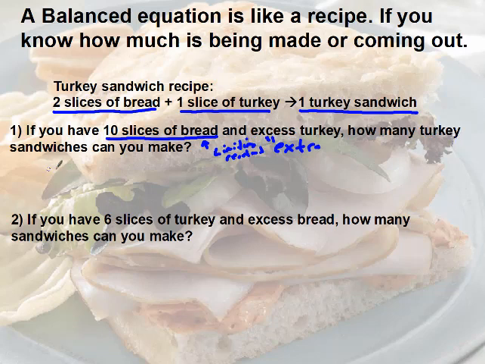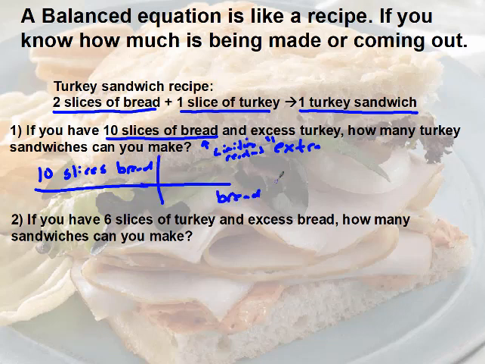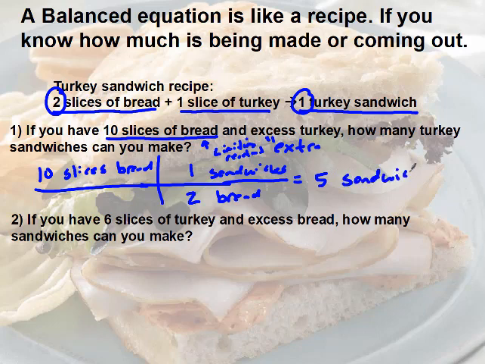So you could do this one in your head, but we're going to set it up like we're going to be setting up all of our problems. 10 slices of bread. We have bread down here, and we're going to convert to sandwiches. To find my ratio of sandwiches to bread, I look at my balanced equation, or recipe in this case. 1 turkey sandwich needs 2 slices of bread. 10 over 2 gives me 5 sandwiches. And that would be my final answer with proof on how I got 5 sandwiches.